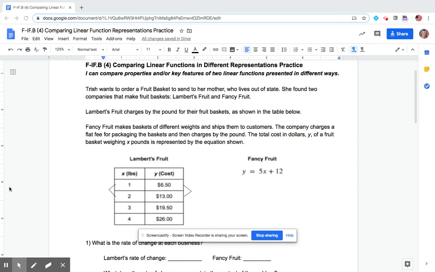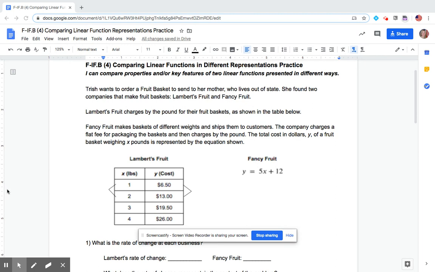One of the things you need to do with linear functions is to be able to compare key features of two functions given in two different ways. I can see here that we have a problem about fruit companies. We have Lambert's Fruit and there's a table. We have Fancy Fruit and there's an equation.